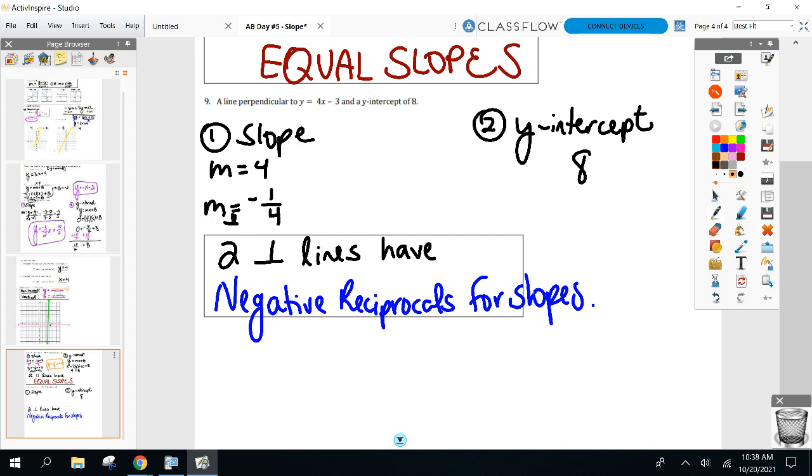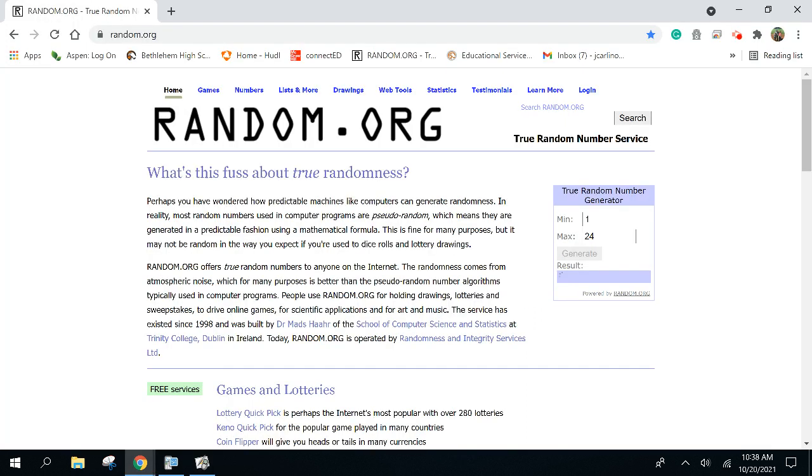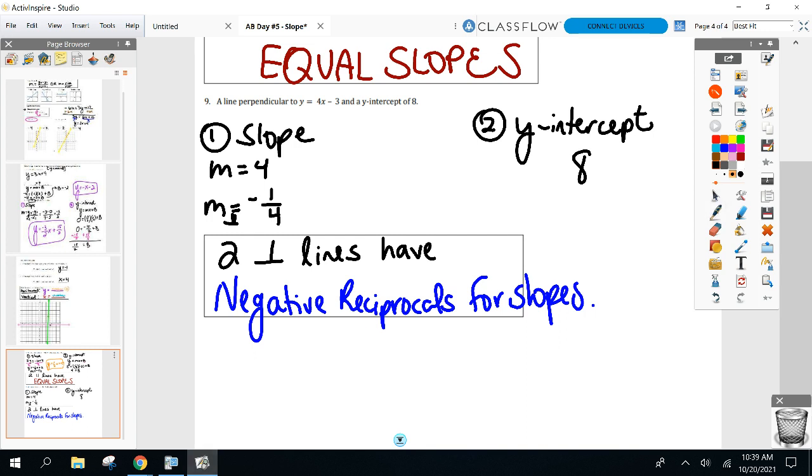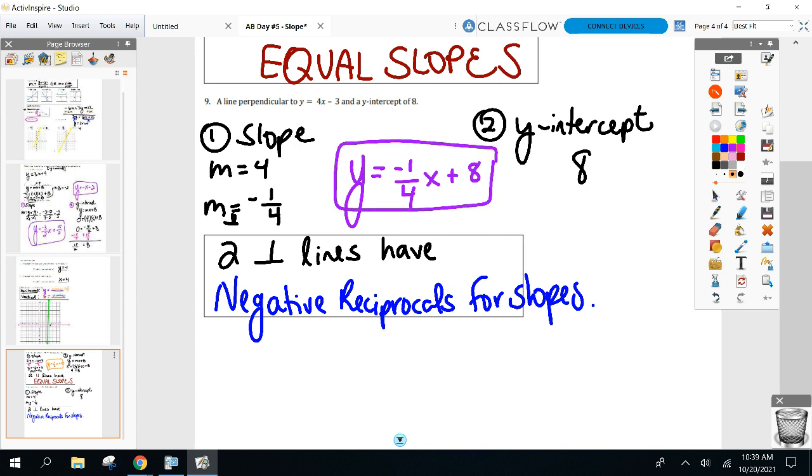All right, finish it up for me. Put both of these together. What's the equation of this new line? Y equals negative 1/4 x plus 8. Keep going. There you go. Okay. You need to flip and change the sign when it's perpendicular.